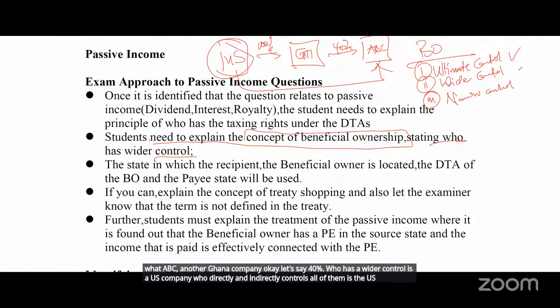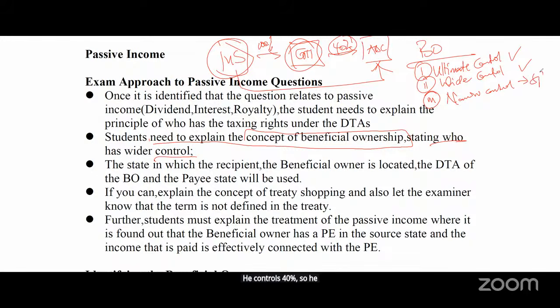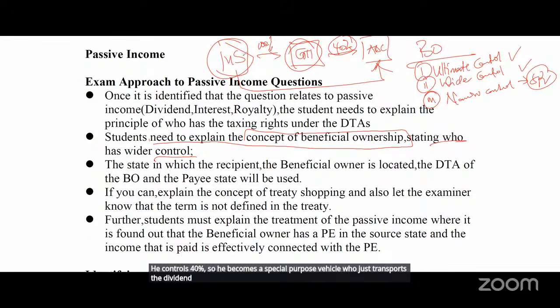He has the what? The ultimate control and the wider control. Who has the narrow control? Is this guy, right? He controls 40%. So he becomes a special purpose vehicle who just transports the dividends or interest or whatever to this guy, or royalties. Do you get the idea?